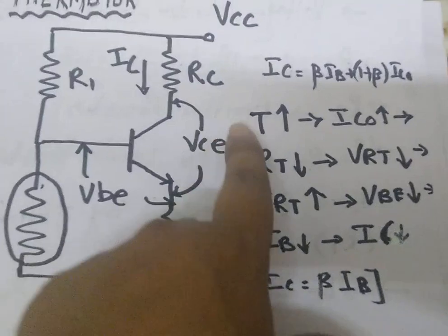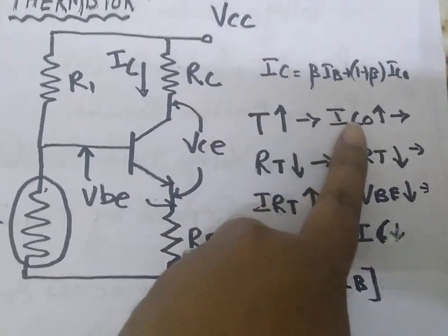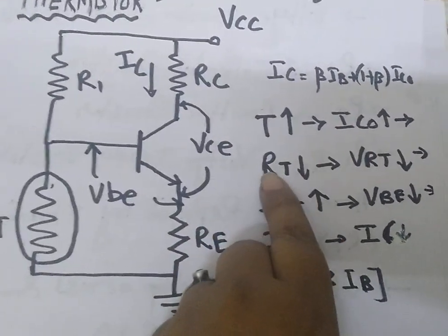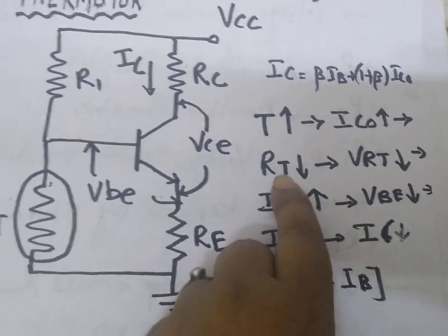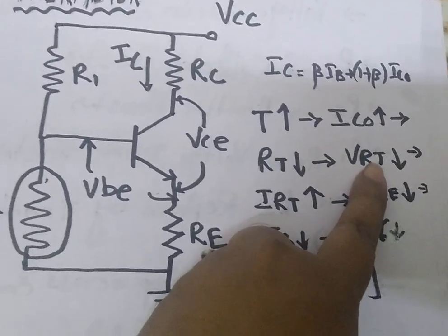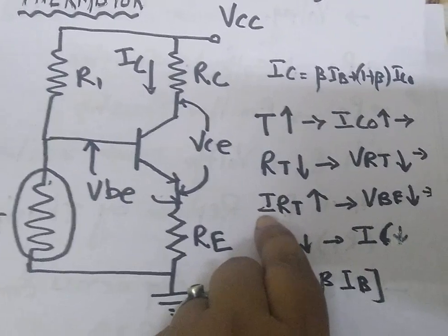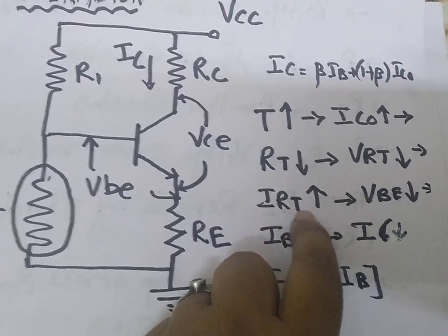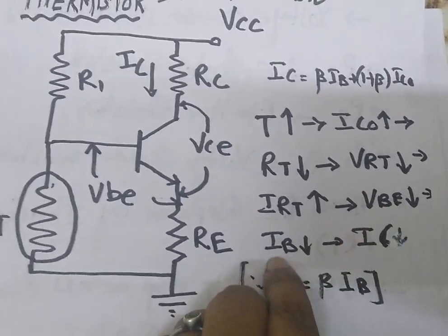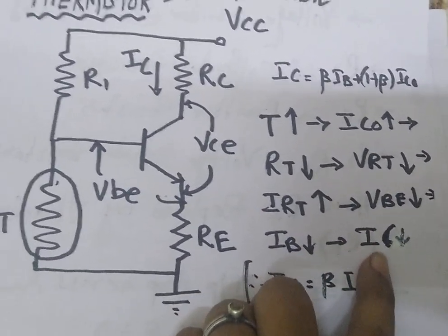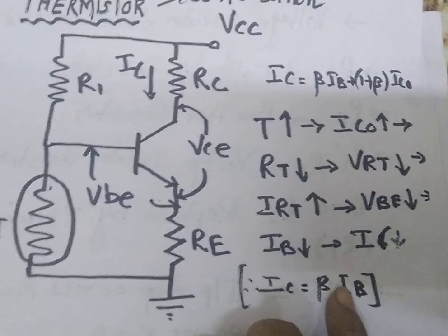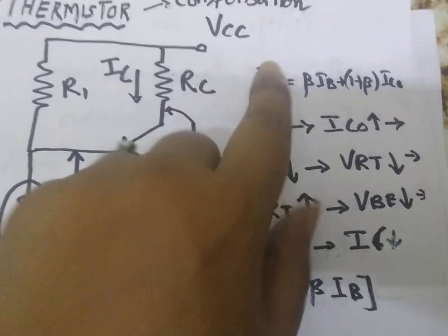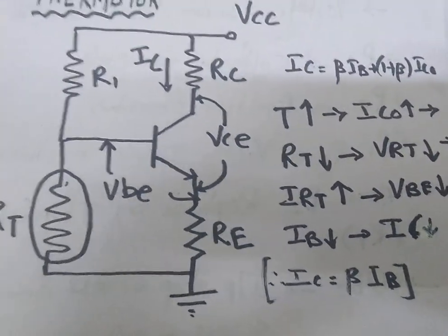Please listen. Temperature increases, ICO increases, and RT decreases. RT decreases means VRT, the drop, decreases, because the entire current IRT goes directly to the ground, so IRT increases. Once IRT increases, VB decreases, IB decreases, IC decreases, because IC equals beta IB. Now our IC is kept constant. Are you clear?